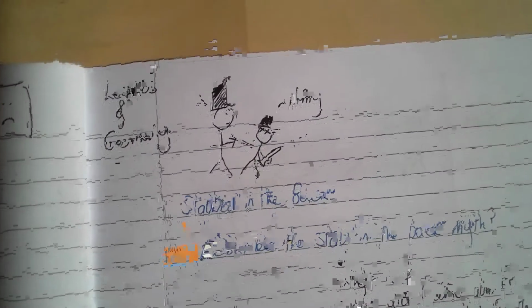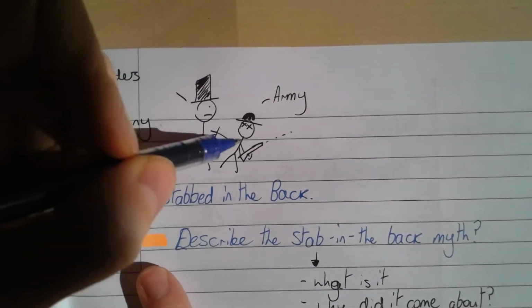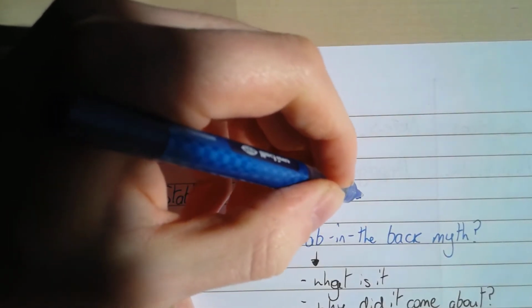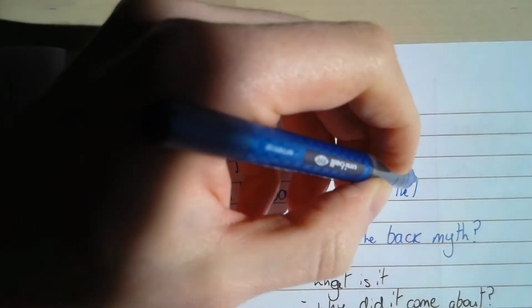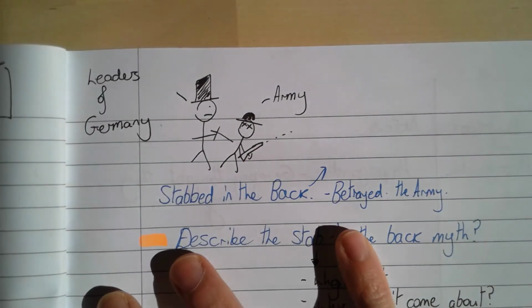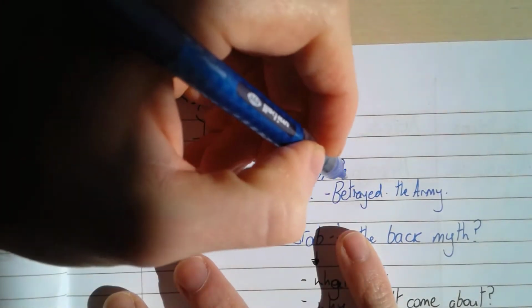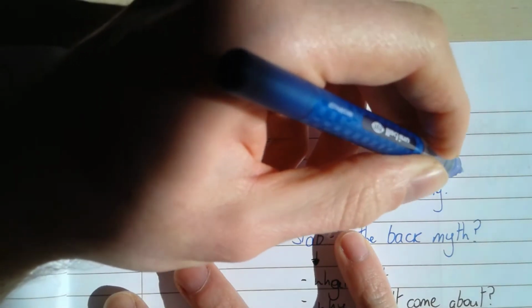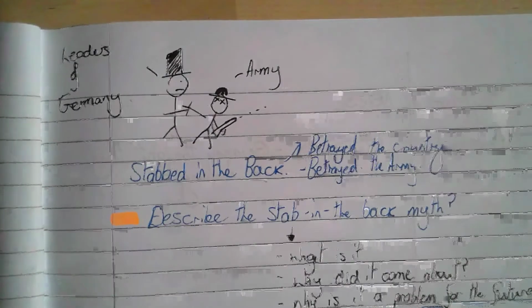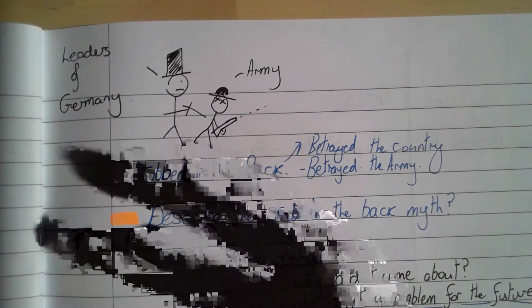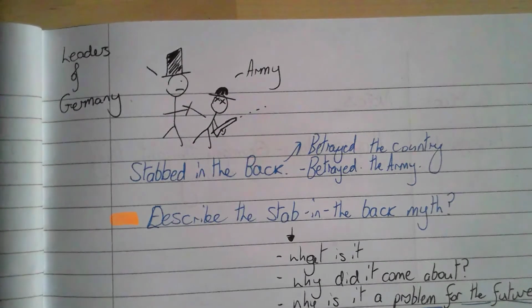People in Germany thought the leaders of Germany stabbed the army in the back, betrayed the army. Sorry, my big fat left hand will get out of the way now. So stabbed in the back, betrayed the army, and betrayed the country. Right, so this myth of being stabbed in the back is basically saying the army's been betrayed, the country's been betrayed.